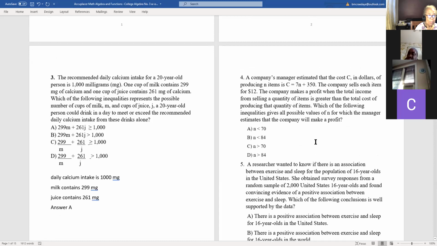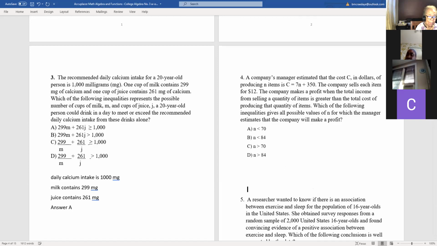Okay. A company's manager estimated the cost in dollars of producing N items is C, that's cost, 7N plus 350. The company sells each item for $12. The company makes a profit when the total income from selling a quantity of items is greater than the total cost of producing that quantity of items. Which of the following inequalities give all possible values of N for which the manager estimates that the company will make a profit?